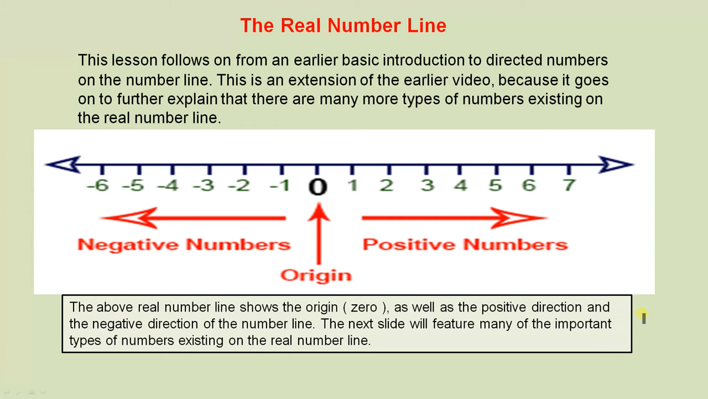The above real number line shows the origin, which is 0, that's that point there, as well as the positive direction, which goes in this direction here. So the positive direction points to the right, and the negative direction of the number line. Now the negative direction points to the left. The next slide will feature many of the important types of numbers existing on the real number line.